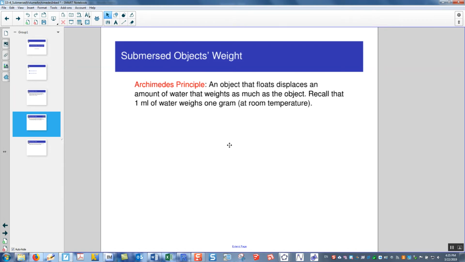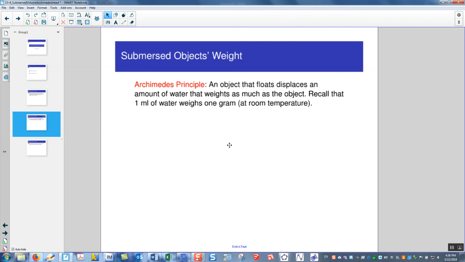So here's a really interesting idea that came to us from Archimedes, one of the great mathematicians of the ancient times from Greece. An object that floats displaces an amount of water that weighs as much as the object. Recall that 1 milliliter of water weighs 1 gram at room temperature. And this is the idea that when an object floats, the amount of water that it pushes out of the way to float must balance with the weight of the object in order for it to float.